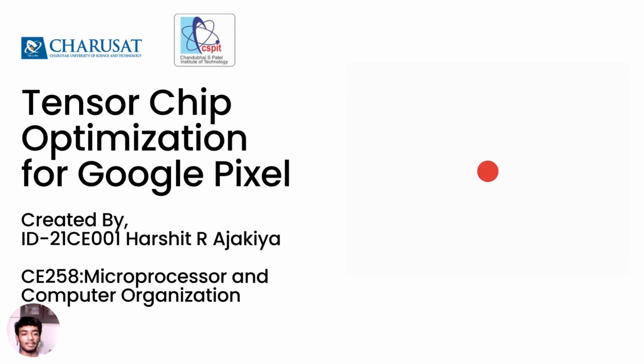Hello everyone, my ID is 21C001 and my name is Harshit Ajakya and my topic for the presentation is Tensor Chip Optimization for Google Pixel under the subject Microprocessor and Computer Organization.